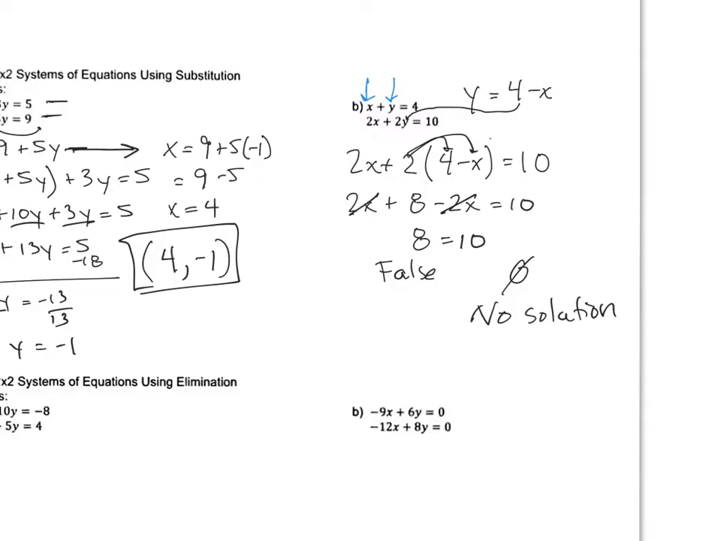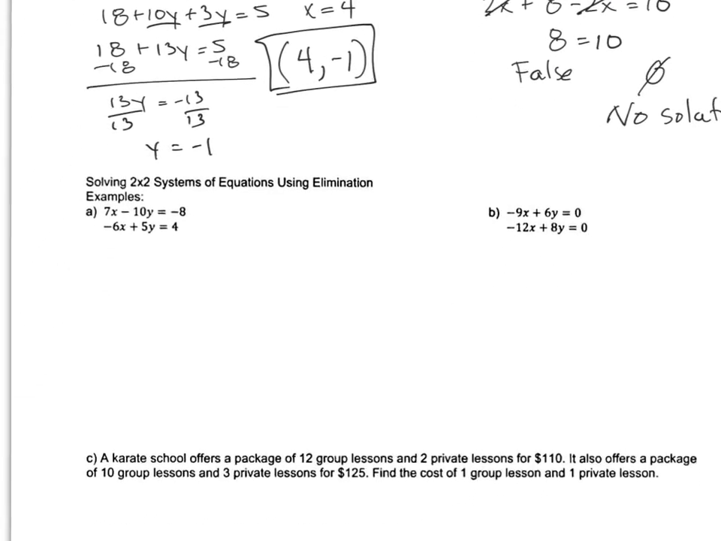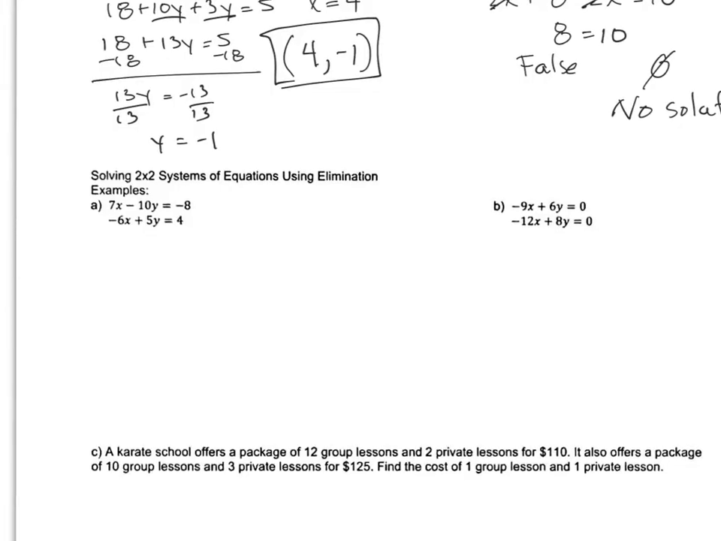Another method that you can do some algebra with is called elimination. Elimination is when you try to eliminate one letter. So you have some choices to make, and it doesn't matter which letter you choose. It doesn't matter if you choose X or Y, but you have some work to do to get rid of either X or Y.